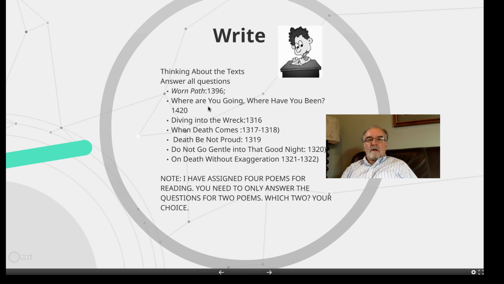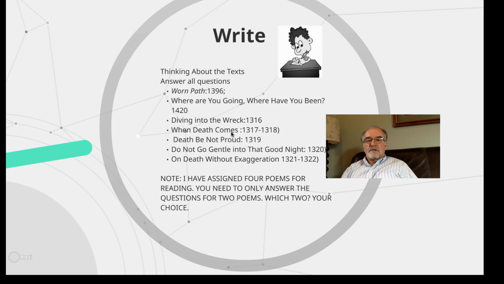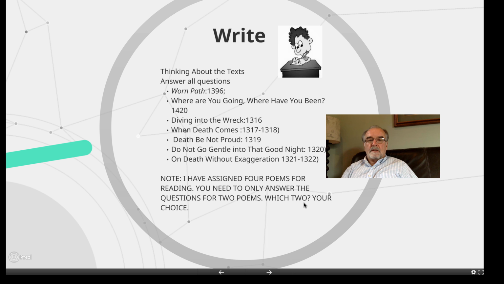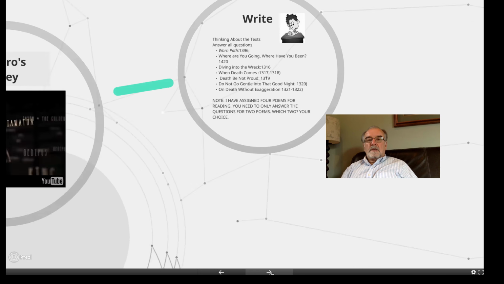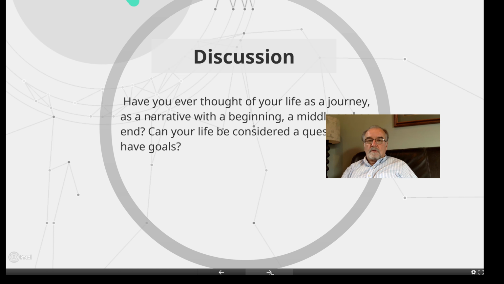After you have read all of the text, including the 3 stories and the poems, I would like you to answer the questions underneath the subject of thinking about the text. They are at the end of each story and each poem. Just to make sure that you understand about the poems, you only need to choose 2 of the poems to answer questions. And which 2, that's your choice.